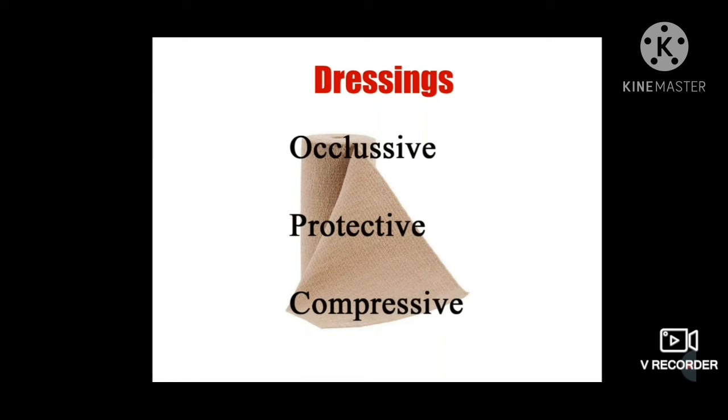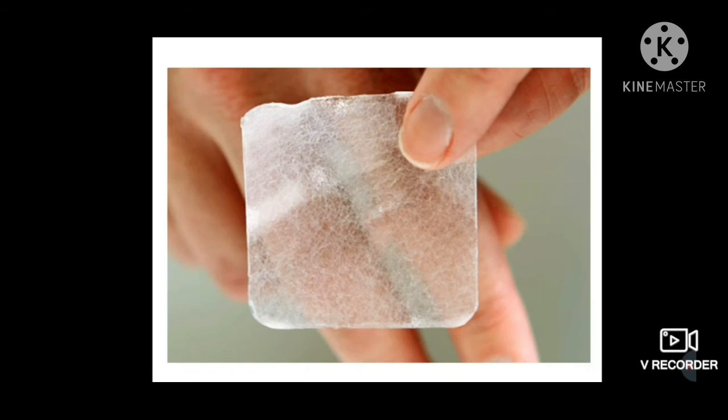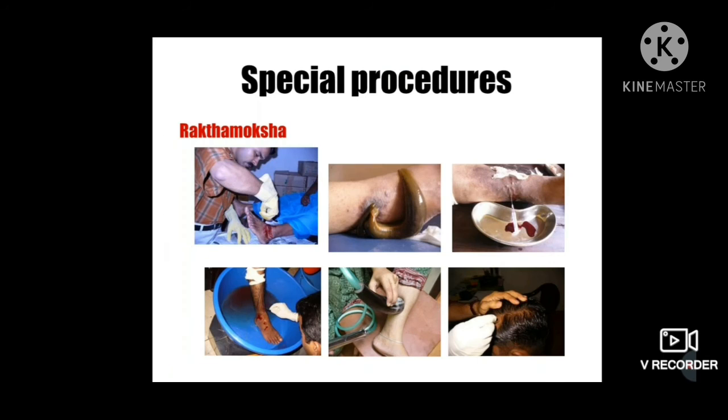Compressive bandaging is used mainly for the lesions created by varicose veins. Varicose veins means the lesions created due to chronic insufficiency of veins. Chronic venous insufficiency will block the drainage, causing pooling in the lower part of the limbs. So for that, we will do a compressive bandaging by which the capillary drainage can be stimulated from the lower part of the lower limbs. These are some fiber materials used for the occlusive bandaging here. And while discussing the topical therapy, I think special procedures like raktamokshana are also very relevant.